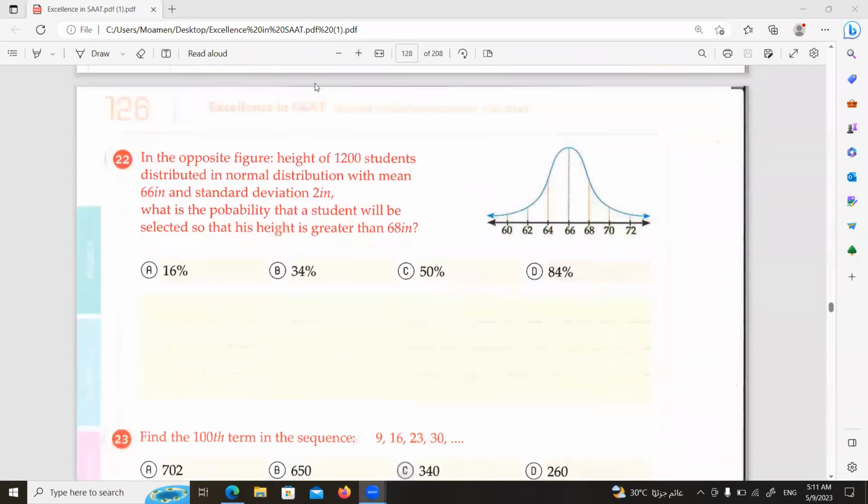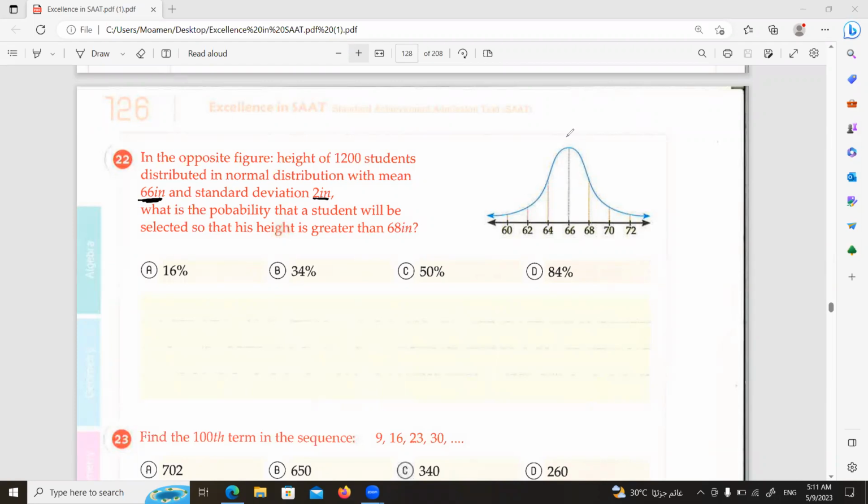نيجي بعد كده يا مستر نمبر 22. In the opposite figure the height of 120 students distributed is normal distribution with a mean 66 inches. يبقى مهمة جدا يا جماعة المين 66 and the standard deviation 2 inches. What is the probability that the student will be selected so that the height is greater than 68.